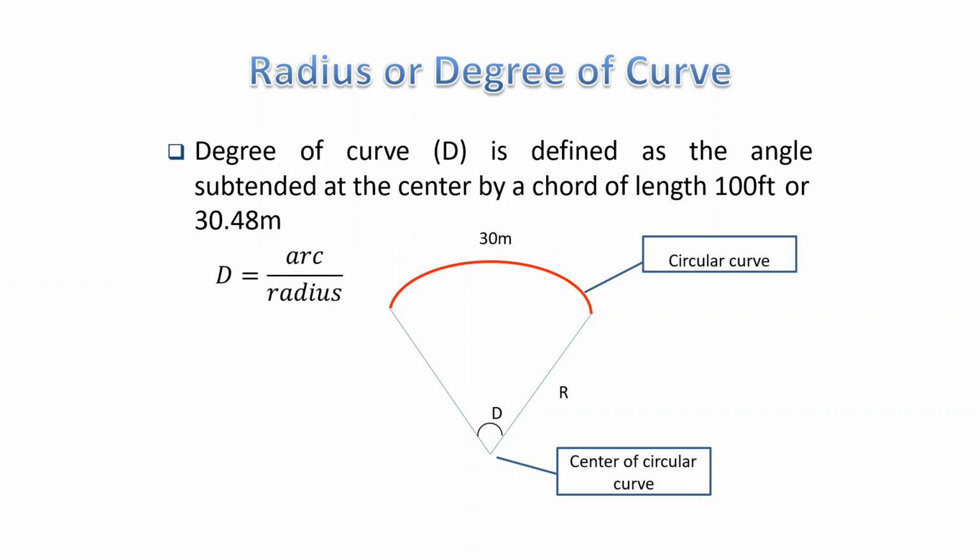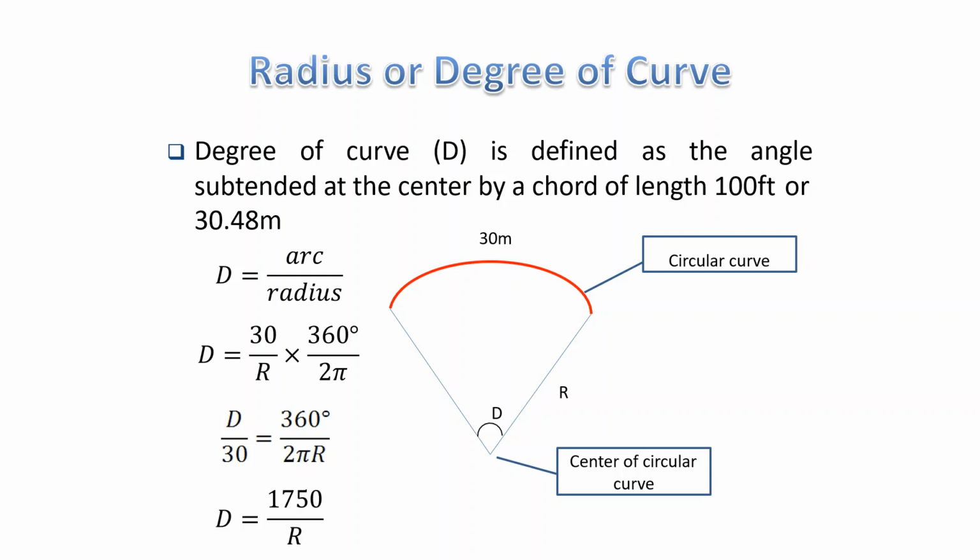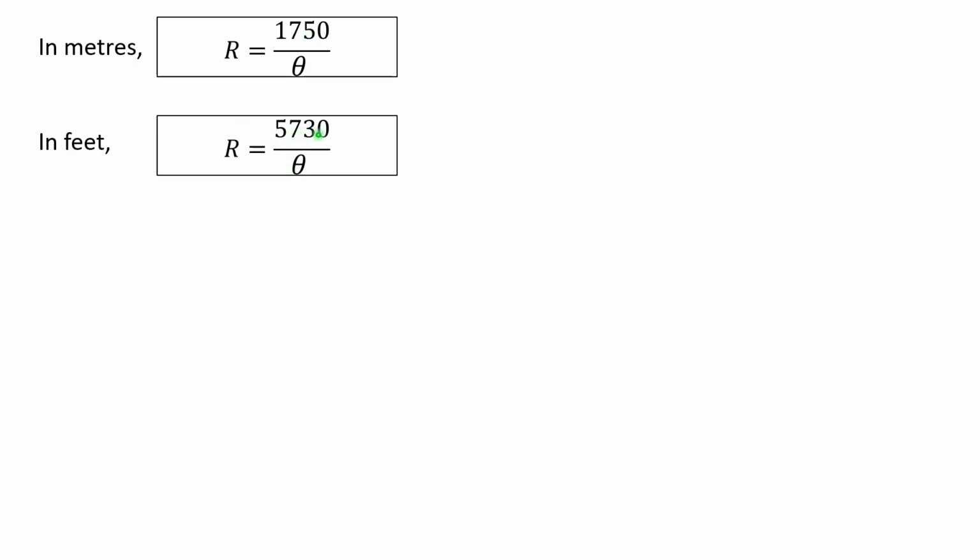We can say the degree is arc by radius, or we can say D by 30 is equal to 360 by 2 pi R, or when putting all these values we finally get the degree is equal to 1750 by R. So if you want the radius in meters, for a 1 degree curve, the corresponding radius will be 1750 meters. And if we need it in feet, it will be 5730 feet. American railroads consider a 100 feet chord and 1 degree angle. So for every 100 feet of arc, the bearing changes by 1 degree.